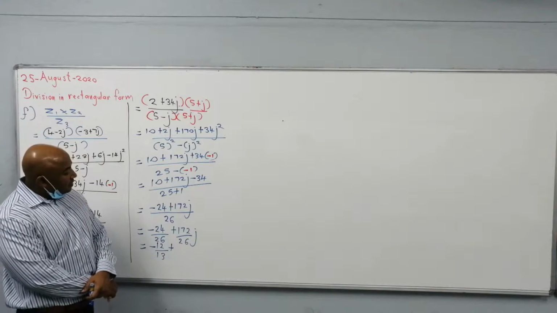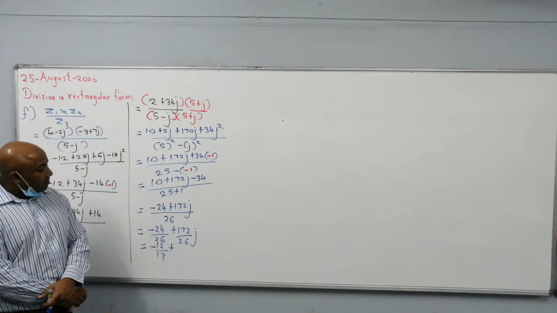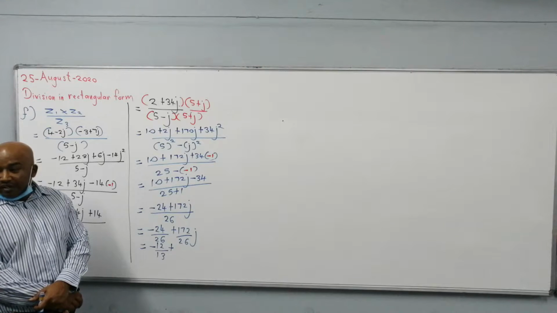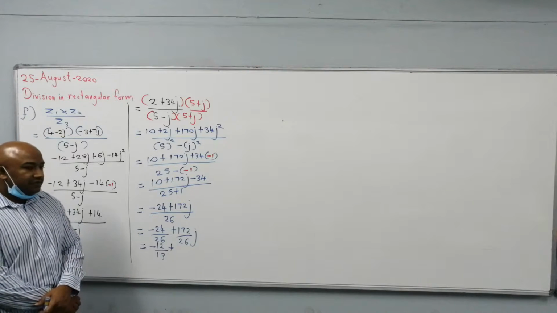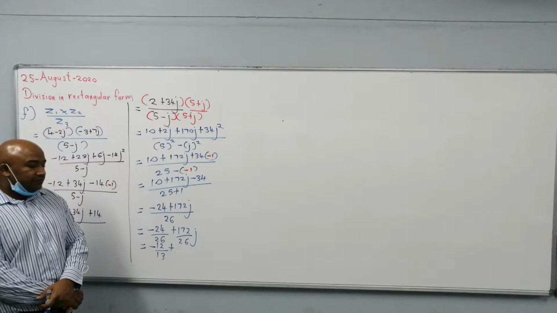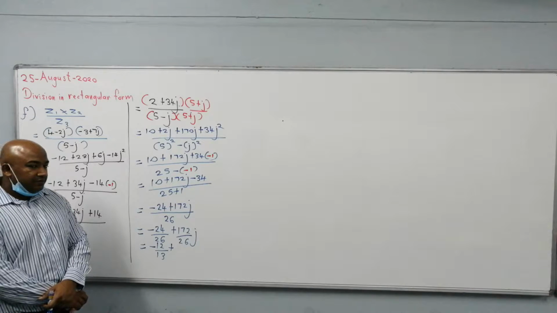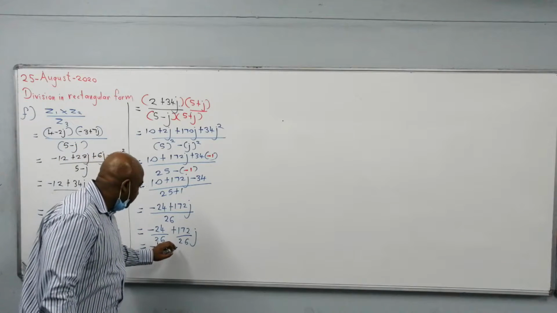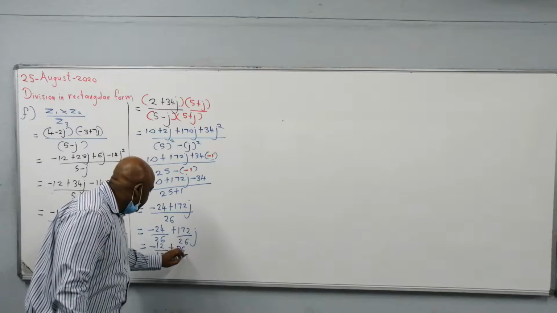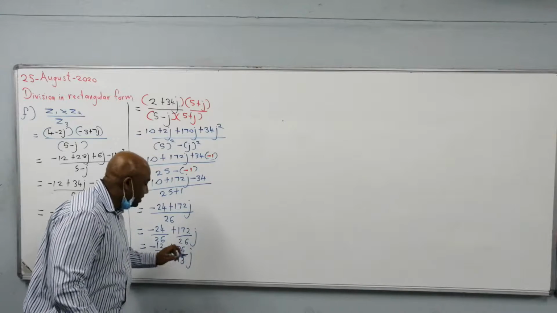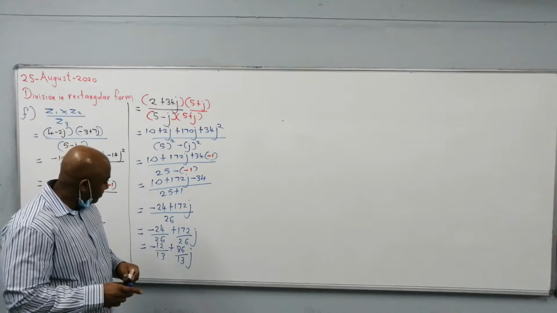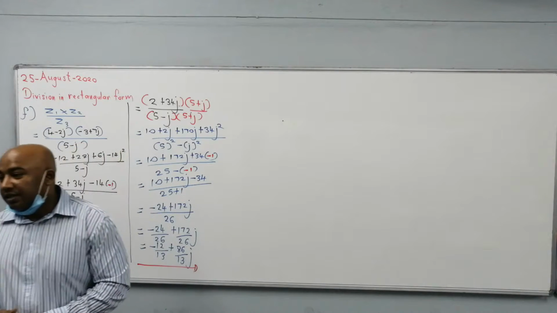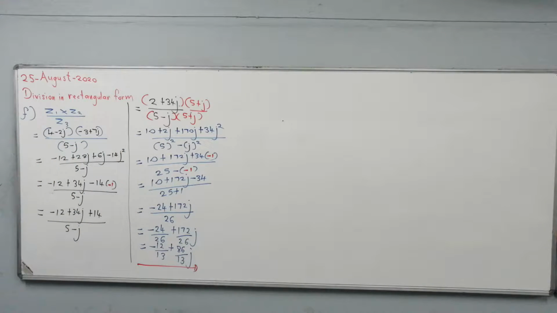Here, can we simplify this here? So what will it be there? 172 divided by 26. Simplify that. 86 over 13. Correct. So that will be 86 over 13j. Let's check if this answer is correct.